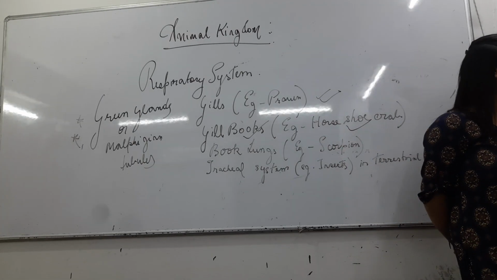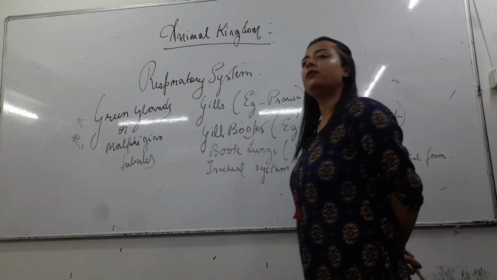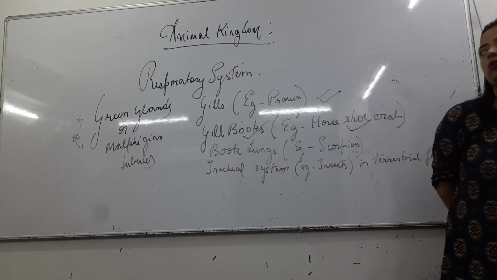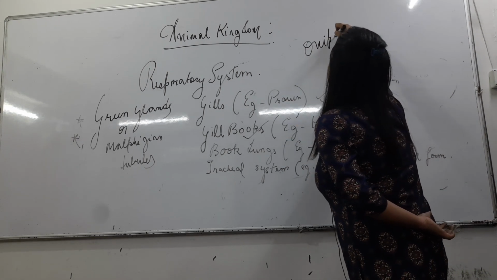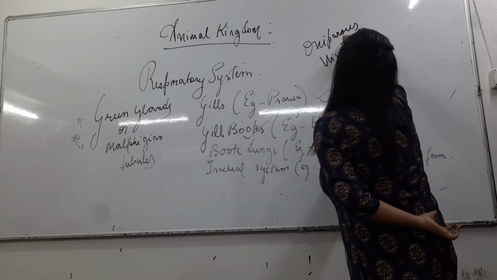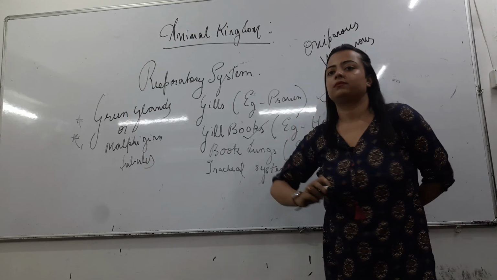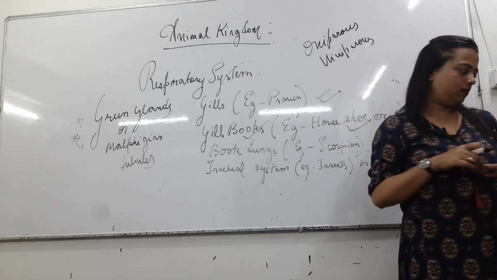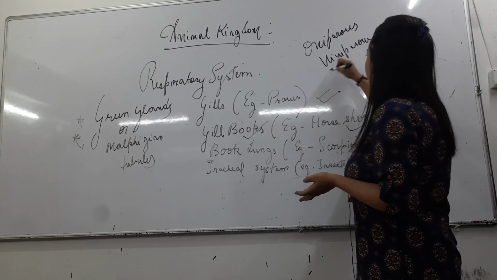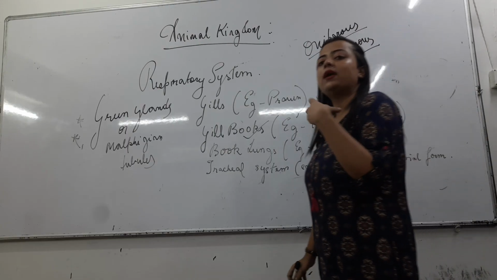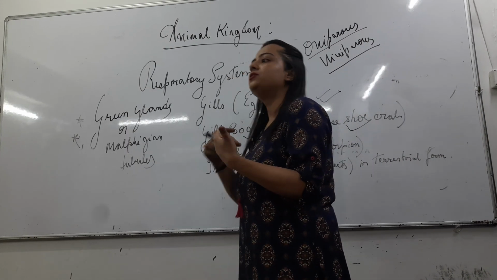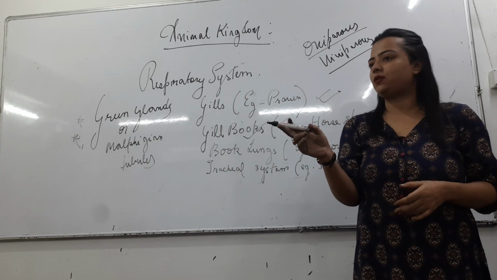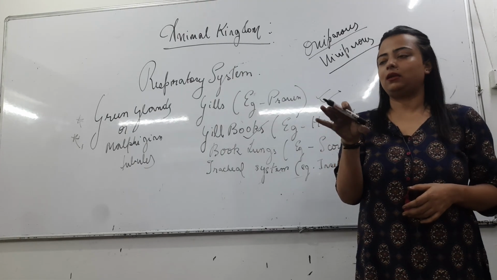Next point. Arthropods are generally oviparous. Some are viviparous. Now you have to know the difference between oviparous and viviparous. Oviparous means animals that lay eggs, and viviparous means animals that give birth to young ones.